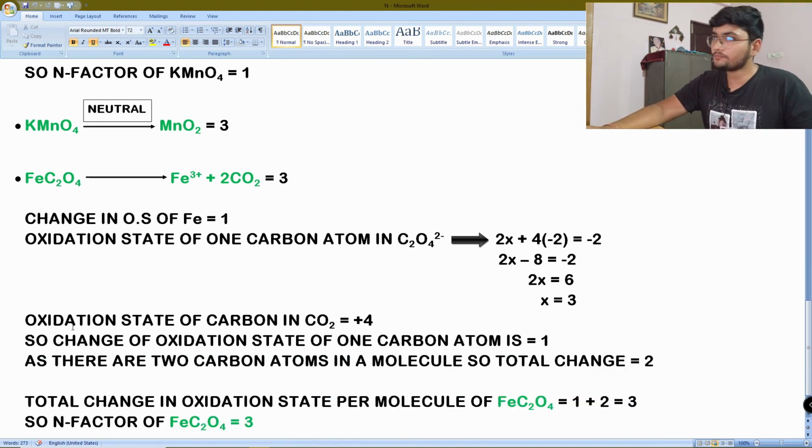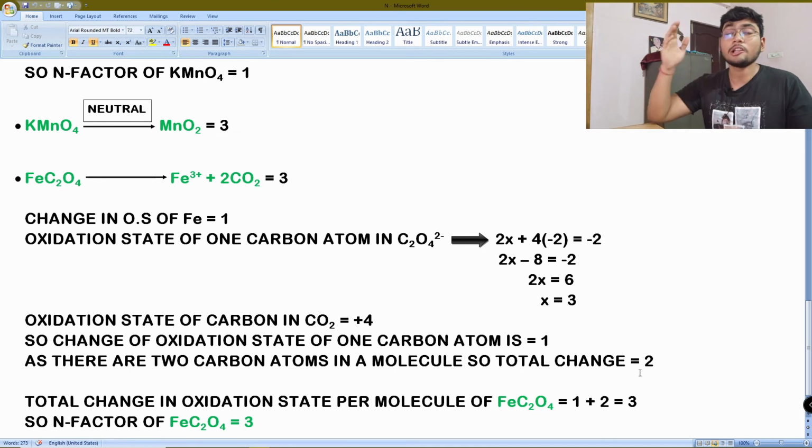So you see that the oxidation state of carbon in carbon dioxide is +4. Alright, so change of oxidation state of one carbon atom is 1. Alright, as there are 2 carbon atoms in a molecule, so total change is equal to 2. Alright, because the change in oxidation state per molecule is the N factor. Alright, so we need to calculate per molecule.